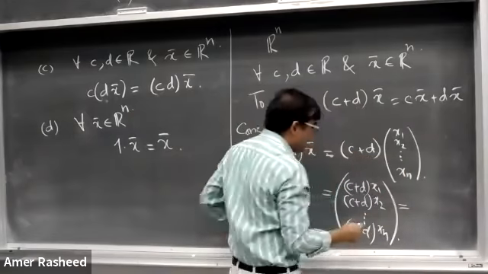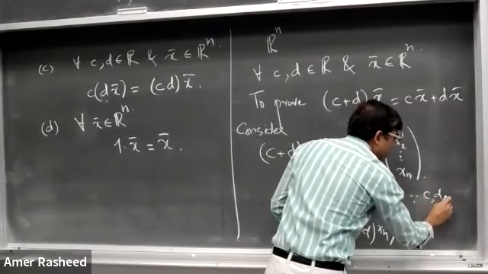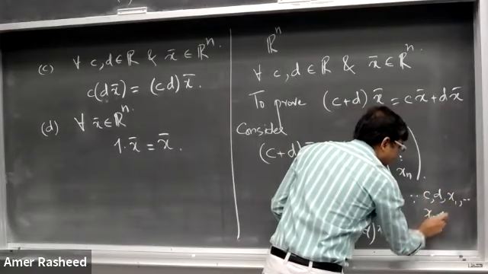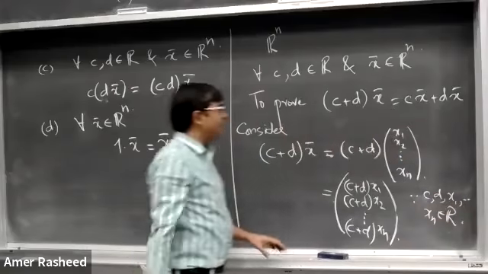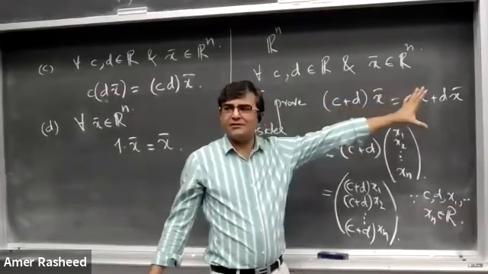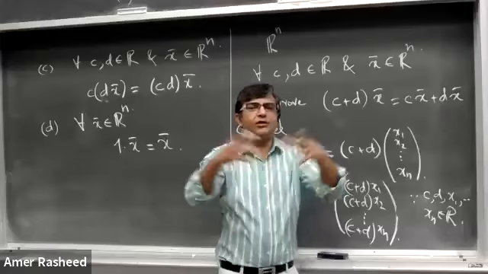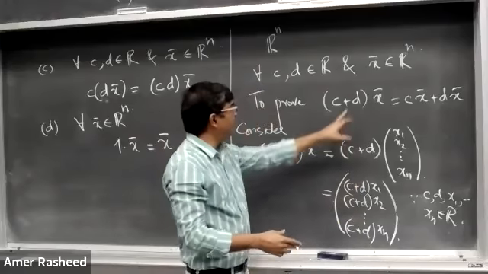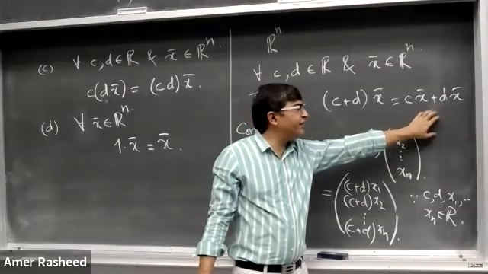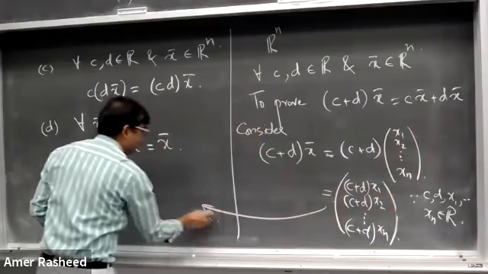So you have to give a reason here, because C, D, x1, and so on, xn are all real numbers, and this property holds for simple real numbers. Then we can split up the two elements to get this right hand side. We can reach this right hand side by splitting these two things. You can write them here.